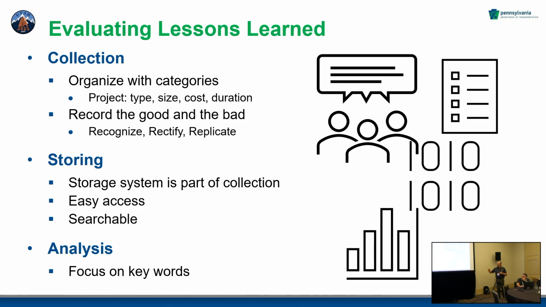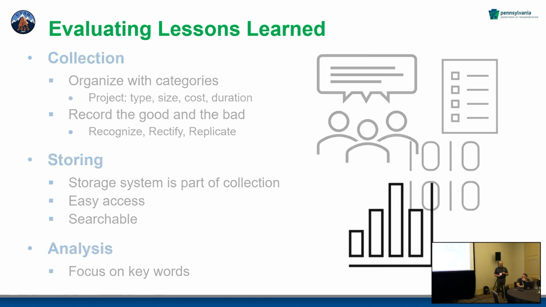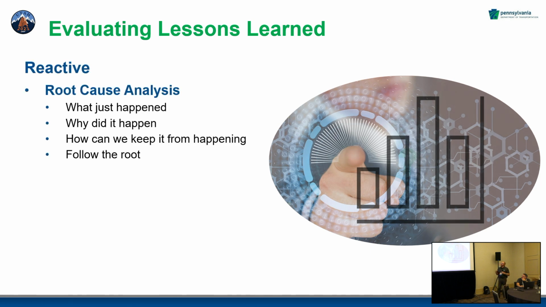So the next thing you want to do is go into your analysis. You can focus on your keywords at that point because you have a searchable database of issues. You can extract those out and put those into the issue. And what are we looking for on that? The reactive part of this is a root cause analysis. We want to be able to go down into the roots of what just happened. Why did it happen? How can we keep it from happening again? And you can't just stay at the top of the root. You found the root, but that root has a bottom. That root may go deeper than you think. You need to go to it.